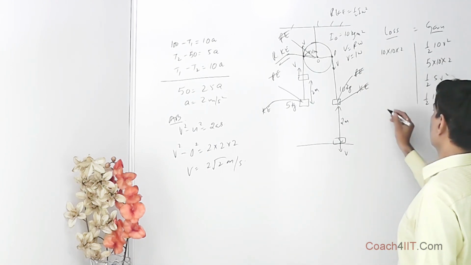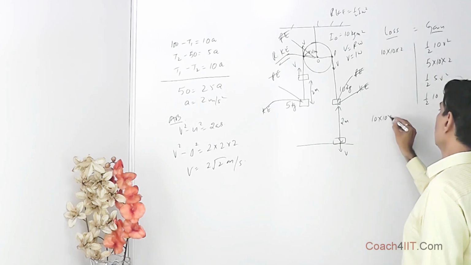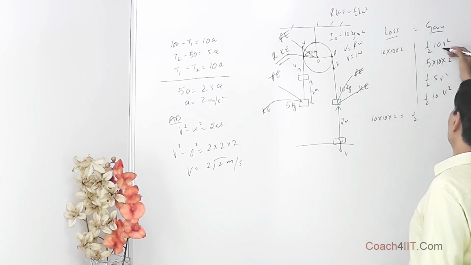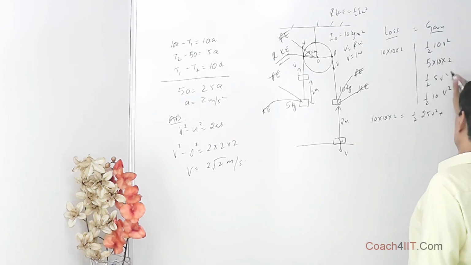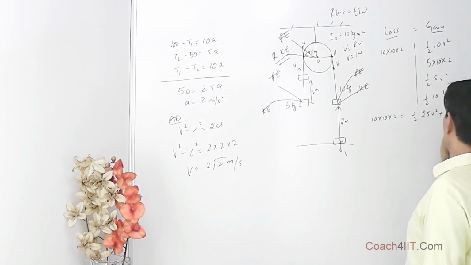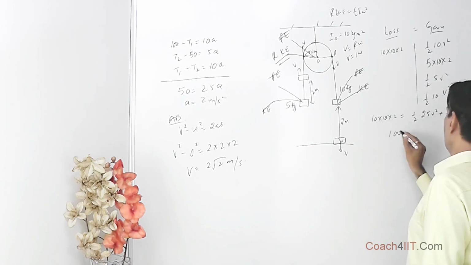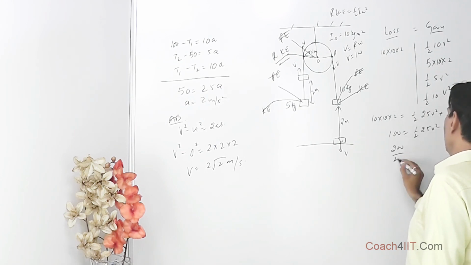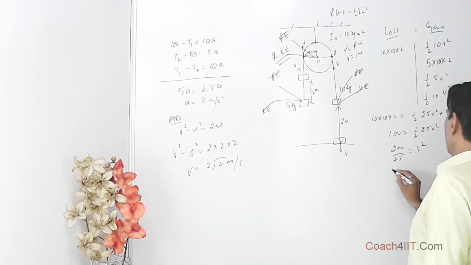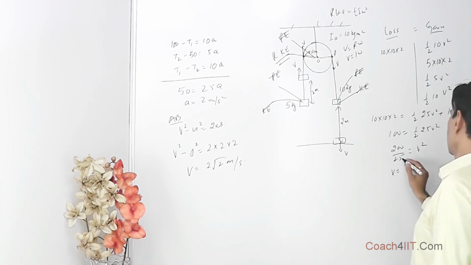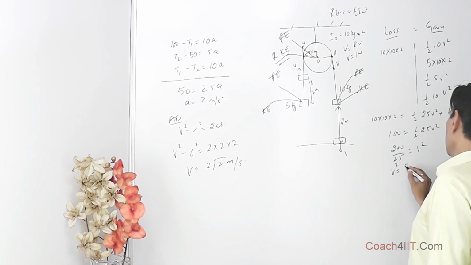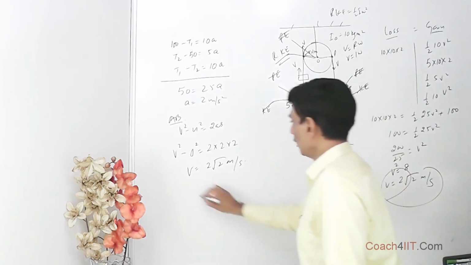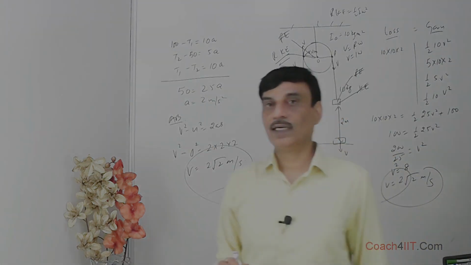Now we have losses equal to gains: 10 into 10 into 2 is equal to half into (10 plus 5 plus 10), that is 25, v square, plus 5 into 10 into 2, that is 100. So 200 minus 100, 100 is equal to half into 25 into v square. So 200 by 25 is equal to v square, so v square comes out to be 8, or v comes out to be 2 root 2 meters per second. We get the same answer as we got by the dynamic principles.